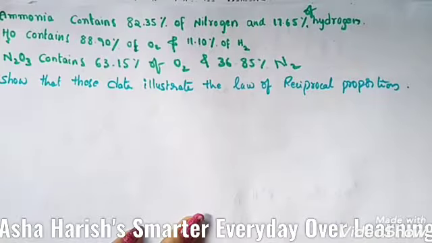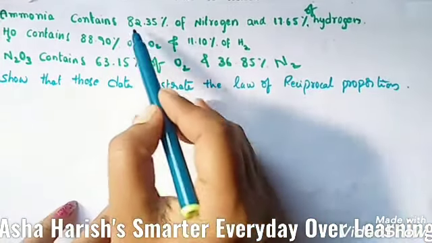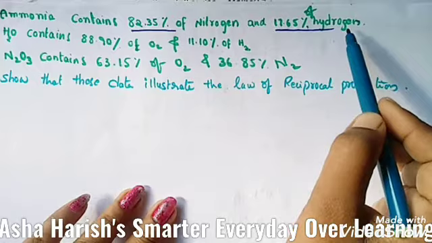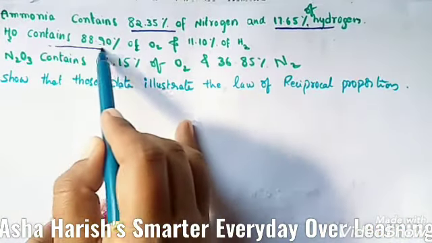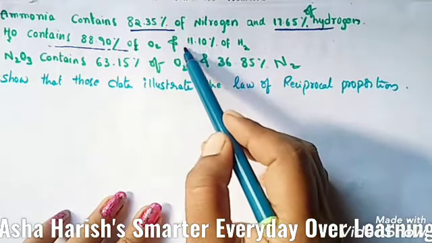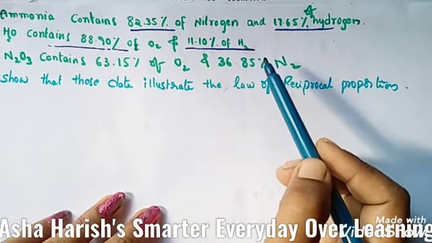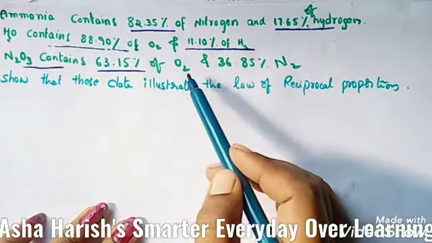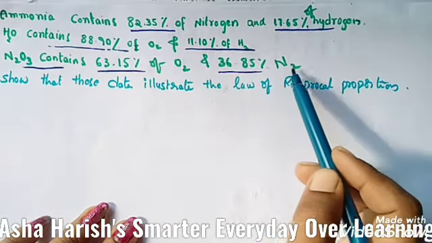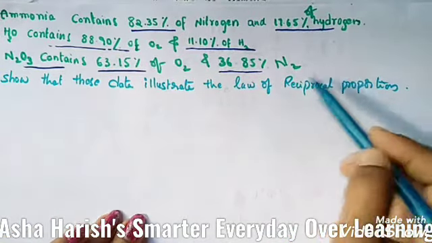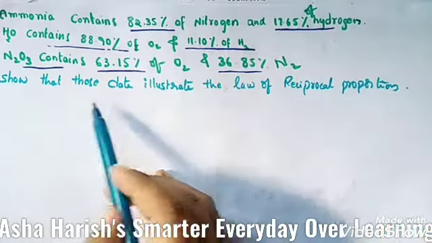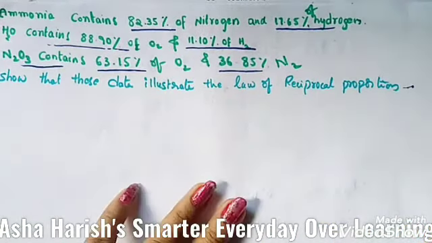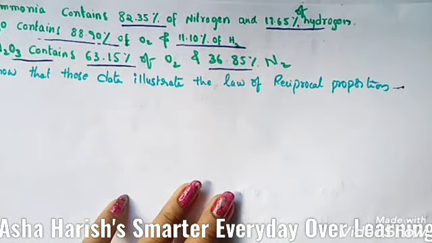Let's do it. Here is the first example. Ammonia contains 82.35% of nitrogen and 17.65% of hydrogen. Now H2O contains 88.9% of oxygen and 11.10% of hydrogen. Next compound, nitrogen trioxide, contains 63.15% of oxygen and 36.85% of nitrogen. This is the complete data they have given, and we must show that those data illustrate the law of reciprocal proportions. This is the question.